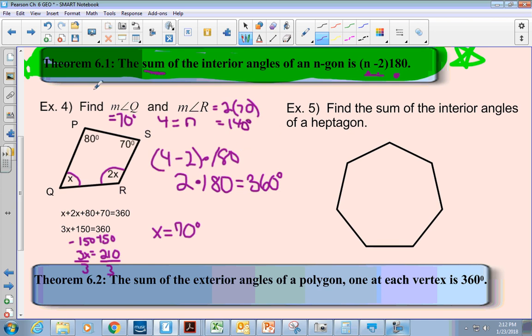Please remember that when you're talking about angles, you put the little angle marker in. Some of you guys missed that on your chapter test, and it was really making my heart sad.